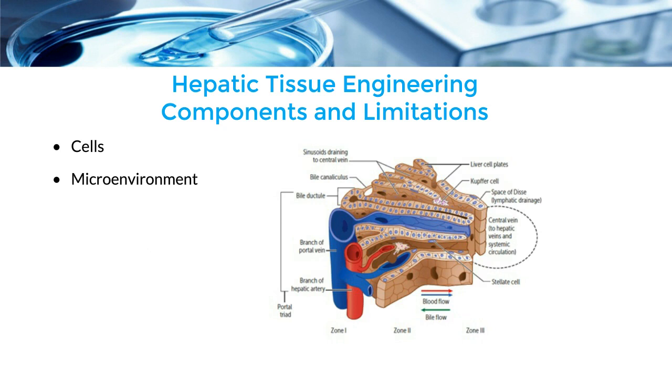When we think about the different components and the limitations that exist in hepatic tissue engineering, I've already alluded to some of the major challenges in working with the cellular component of the liver, the hepatocytes, that they rapidly de-differentiate. And the question is, what is the major driver for this process?